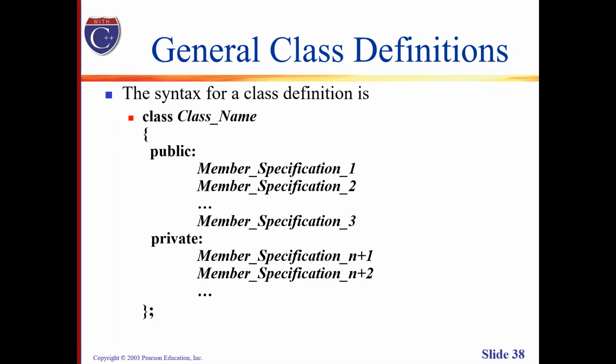As you can see here, we use the class keyword followed by the class name, and for the definition body, enclosed with braces and terminated with a semicolon. Inside it, we have the following members, whether it is a member function or a member variable. We can assign them whether they are going to be public or private.